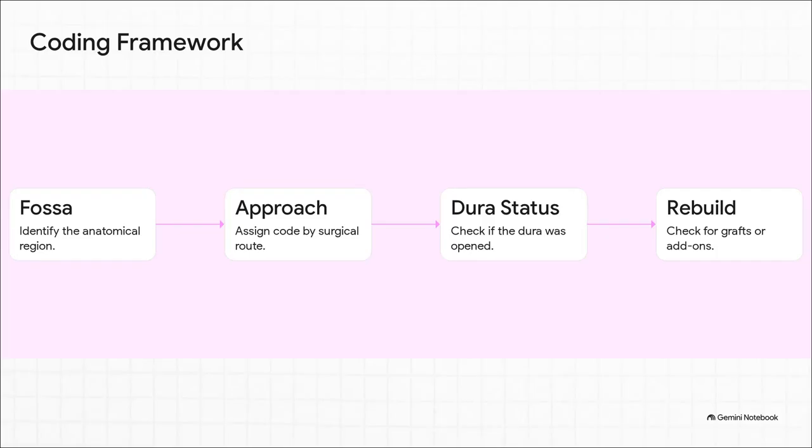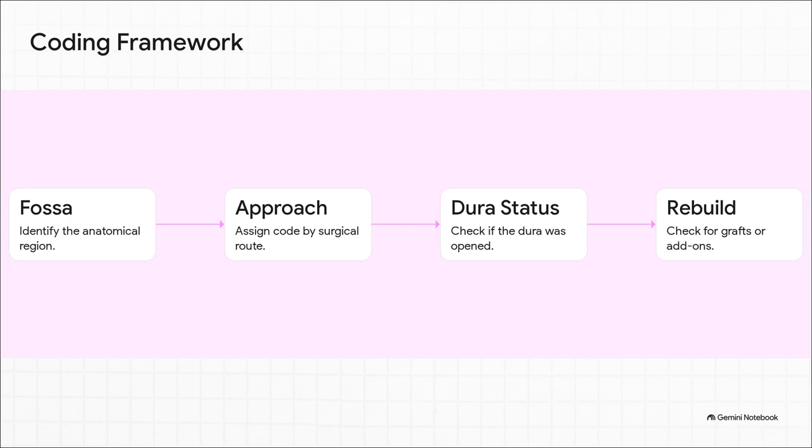This is your ultimate 5-step playbook. Every time you read a Skullbase Op report, process it in this exact order. Step 1. Identify if the surgery is an open approach or endoscopic. Step 2. Determine the fossa. Are we in the anterior, middle, or posterior base? Step 3. Match the specific surgical route to assign your approach code from the 61580 series.